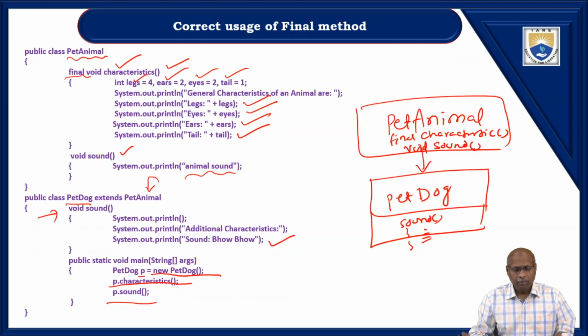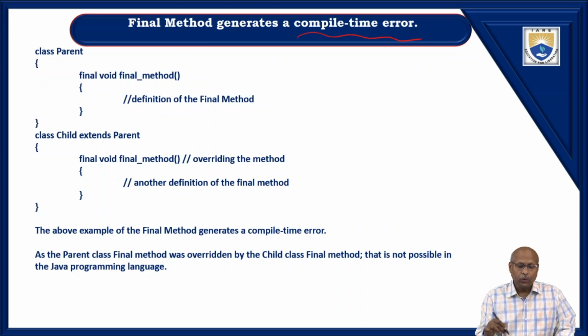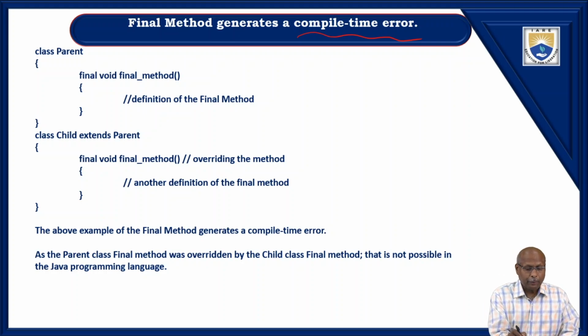Now I'll go to another program. The final method generates a compile time error. If you try to override a final method, then you will get an error. Assume class parent having a final method with some statements. Again I am writing class child extends parent. Again a final method. In parent, a final method is there. In child also a final method is there. Now if I try to override, then we will get an error.